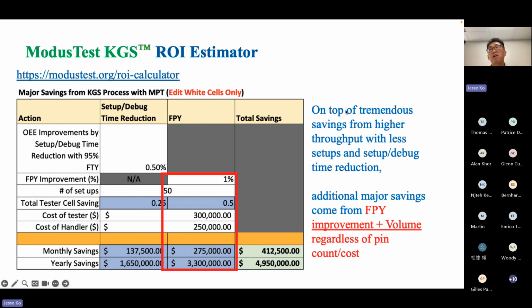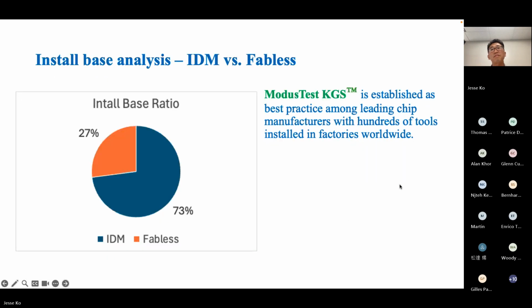So the conclusion is that on top of the savings you already have with fewer setups and less debug time, additional major savings come from first pass yield improvement and volume, regardless of pin count and cost. Because some of our customers have small packages, maybe this doesn't have a huge impact. But remember that a lot of people are doing multi-site test in production, right? So everything adds up. With a first pass yield improvement on all sites, you actually have a huge impact on your production cost savings.